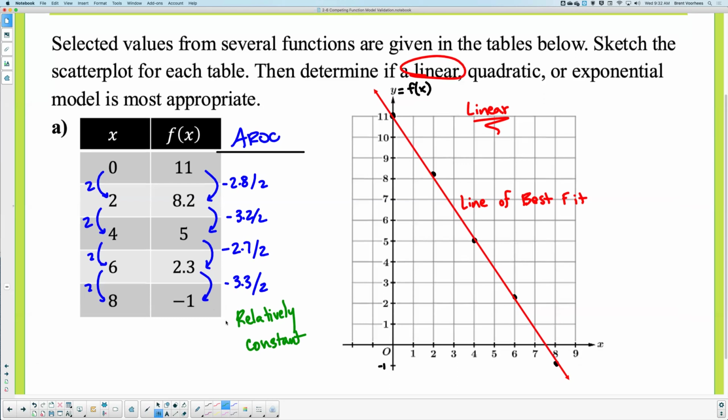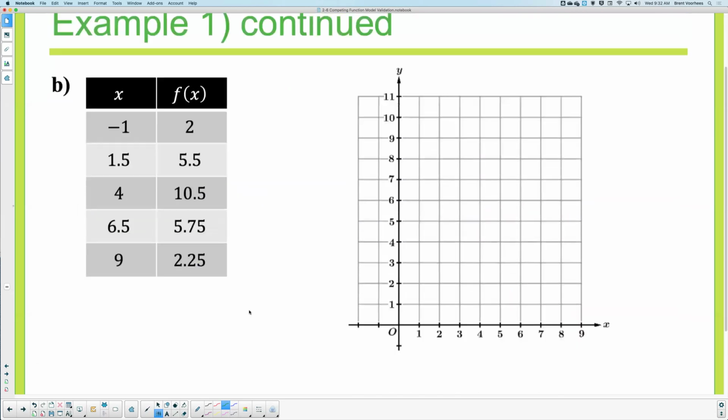Okay, let's look at part B. Let's plot these in. Again, on the y-axis, I'm going to put y equals f of x, and we're going to plot these points. So negative 1, 2. Which two directions do I go? Go left 1 and up 2. Left 1, up 2. Good. Plot that point. 1.5, 5.5. 0.5, 5.5. Right there. 4, 10.5.